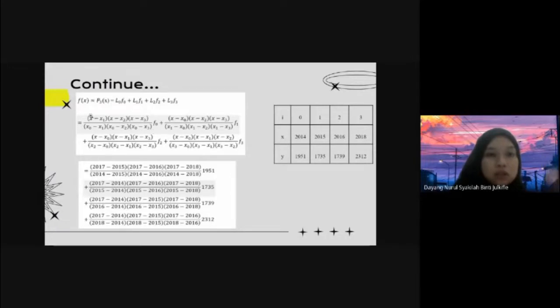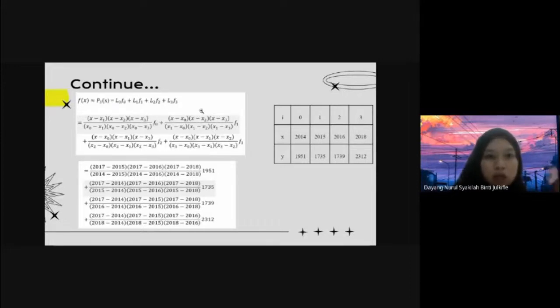All this value equals L0, and we multiply it by F0. F0 is y in here, and for L0, it is the years. The x that we need to find here is 2017, and x1 here, the index 1, is 2015, x2 is 2016, and x3 is 2018. This is for the L0 section.